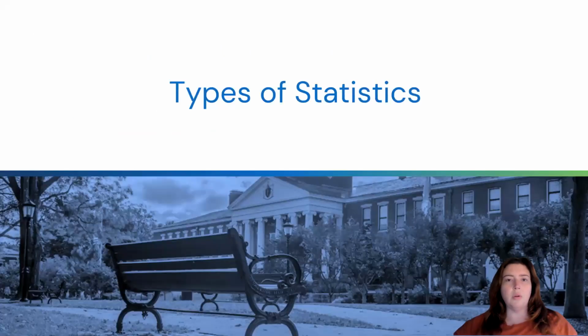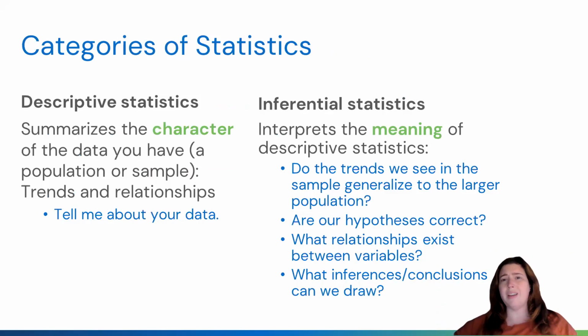All right, so let's start with types of statistics. First and foremost, these are not types, they're really just categories of stats. So there are really just two categories. The first is descriptive statistics and the second is inferential. Descriptive statistics really just summarizes the character of the data you have. So you have a sample drawn from a population or a full population.